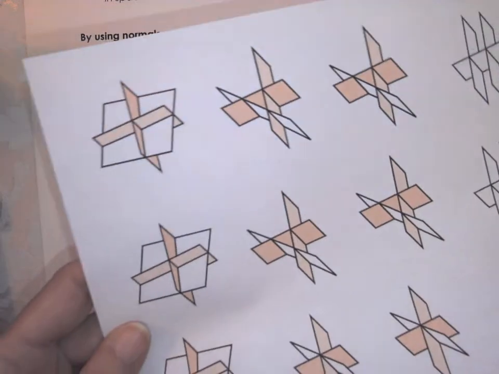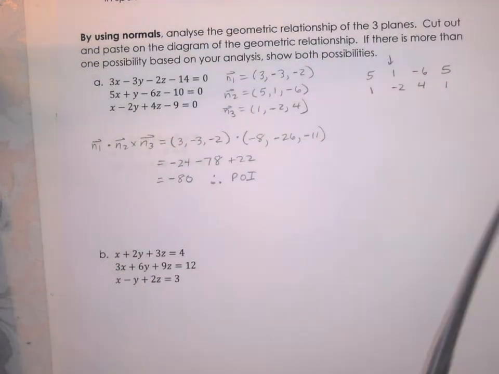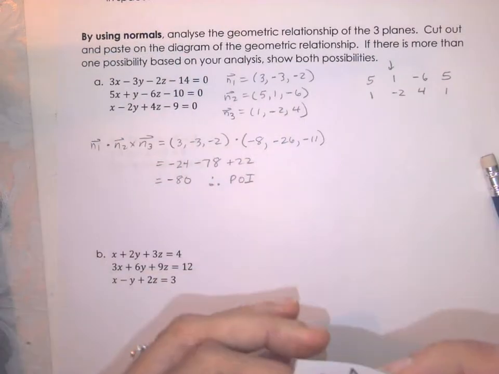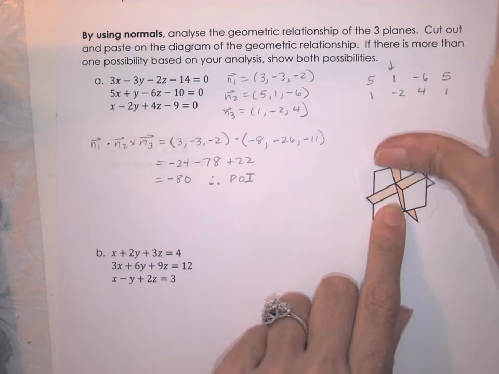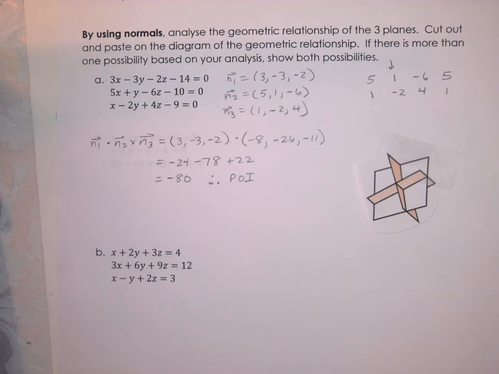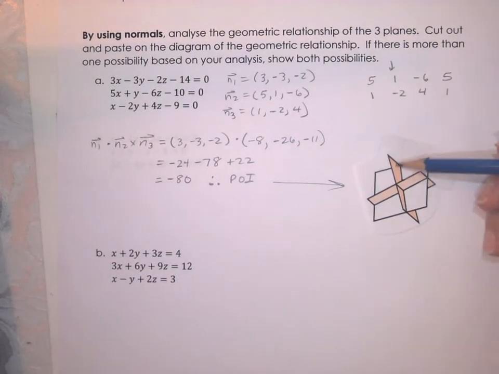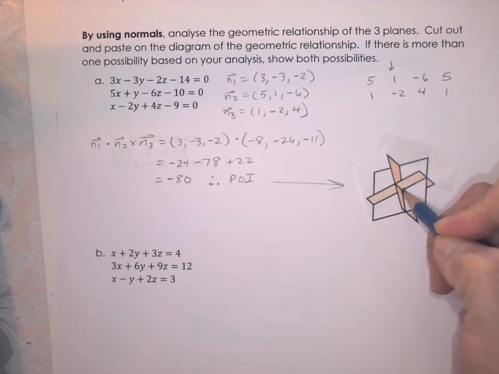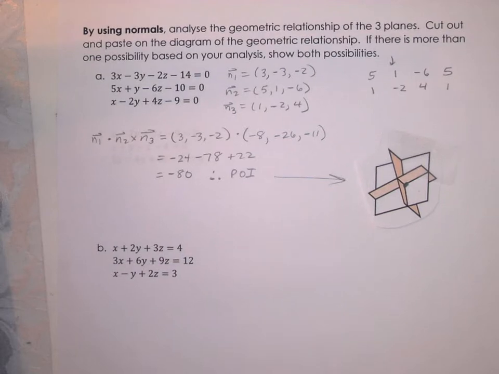So I'm going to look at my sheet here and cut this arrangement out, and tape it on. I've got some tape right here. So that's the geometric arrangement. That's what it will look like. We have these two planes and then the third one, and our point of intersection is going to be right where the three planes meet. And we'll learn how to find that in our next lesson.